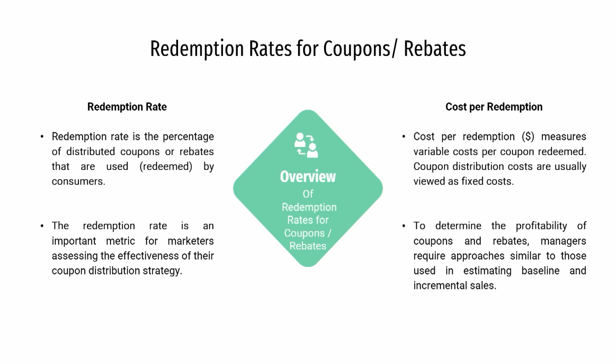redemption rates. Another aspect that we have to look into is the cost per redemption. Every coupon is associated with a cost. The cost can be related to distribution, to printing, to the face value of the coupon, or to the cost of redemption. Cost per redemption measures variable cost per coupon redeemed. Coupon distribution costs are usually viewed as a fixed cost. To determine the profitability of coupons and rebates, managers require approaches similar to those used in estimating the baseline and incremental sales that we discussed in the previous class.